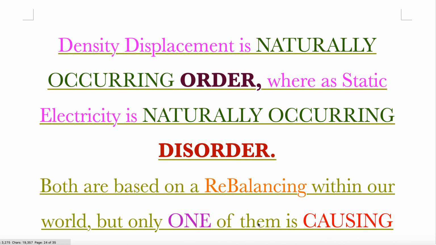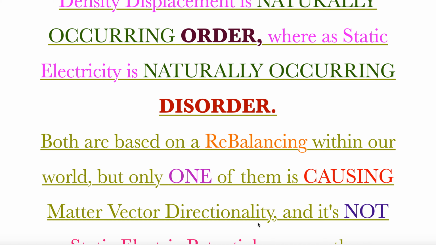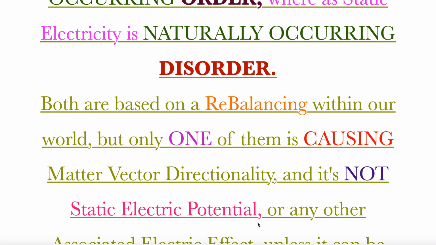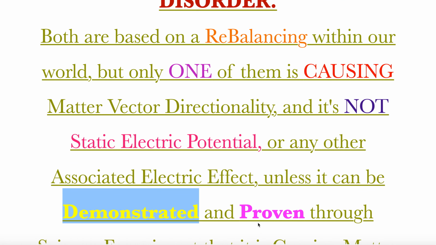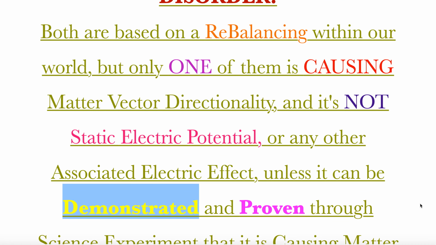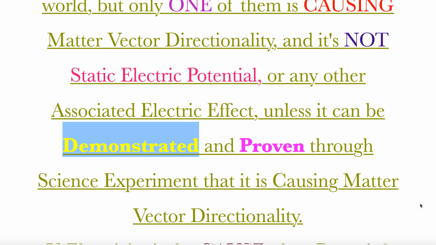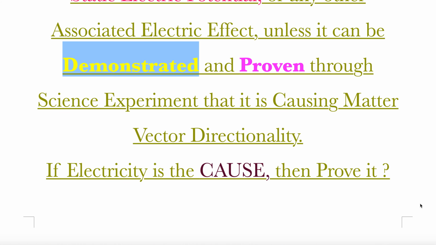Density displacement is naturally occurring order, whereas static electricity is naturally occurring disorder. Both are based on a rebalancing within our world, but only one of them is causing matter vector directionality, and it's not static electric potential, or any other associated electric effect, unless it can be demonstrated and proven through science experiment that it is causing matter vector directionality. If electricity is the cause, then prove it.